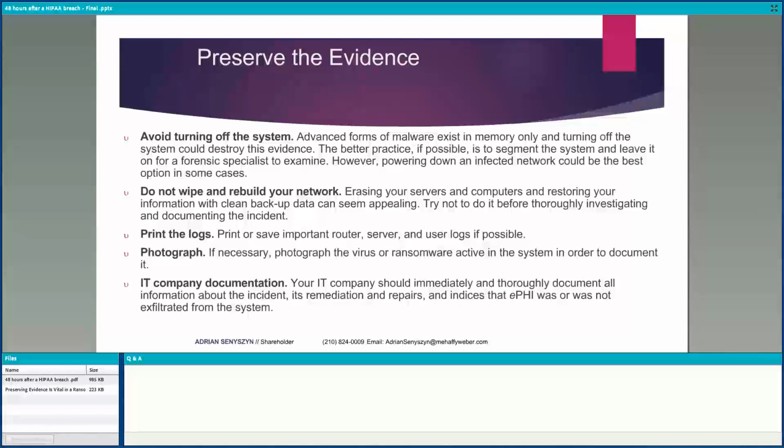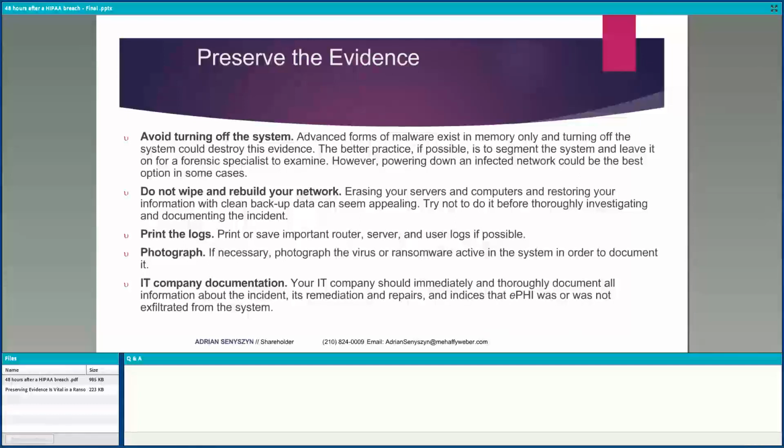So the second component, once we close that door, is preserving the evidence immediately. Now, there's always a temptation to want to get up and running as quickly as possible, because the physicians, they want to treat patients.